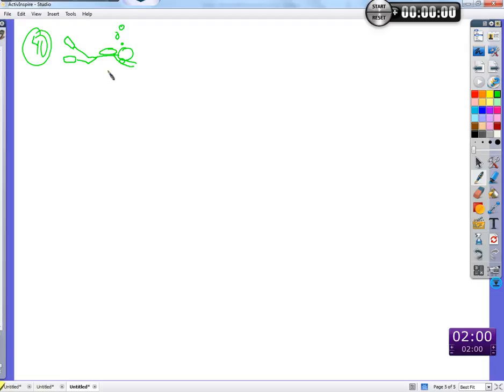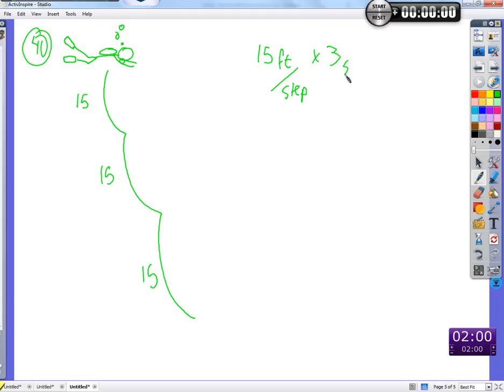So, 3 steps. How big is each step? 15. We can look at it this way, 15 feet per step. We're going to convert that to feet. How many steps does she go? 3 steps, right? The unit steps cancels steps, and 15 times 3 is 45. 45 feet.